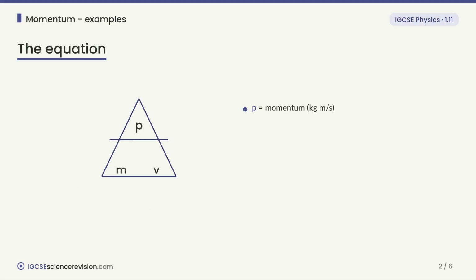The equation is P equals m times v. Momentum equals mass times velocity. P is momentum in kilograms meters per second, and m is mass in kilograms. V is velocity in meters per second. Cover the one you want in the triangle.